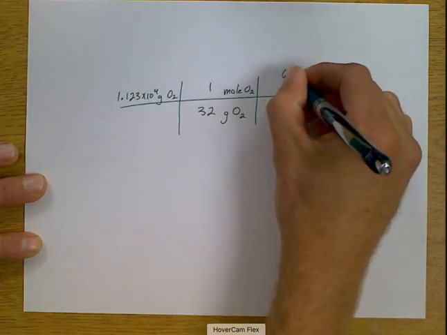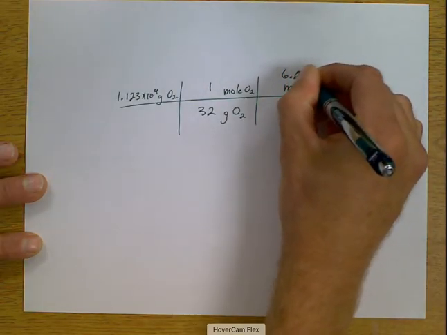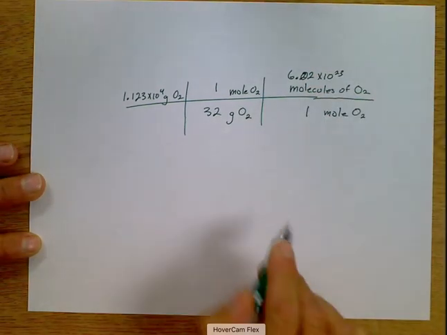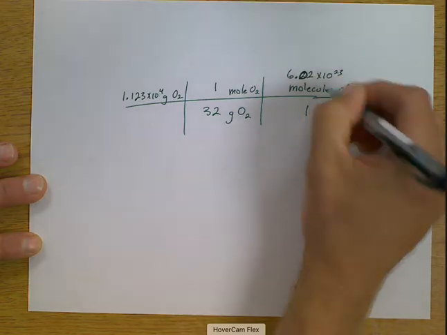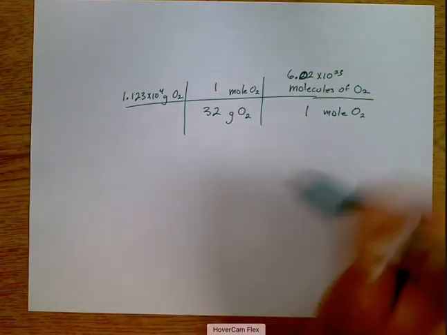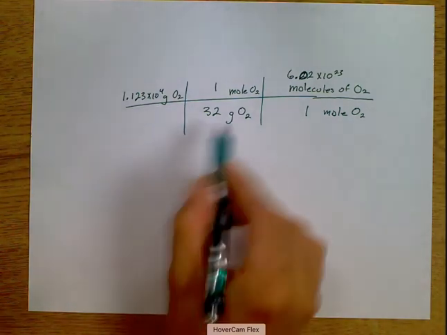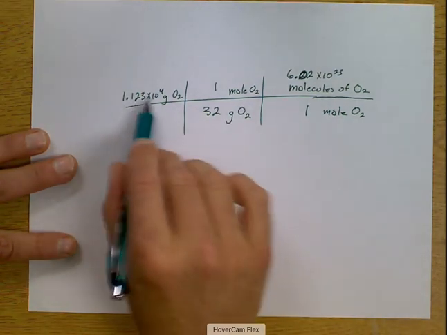So 6.02 times 10 to the 23rd molecules of O2 is 1 mole. So whenever you're looking at those conversion units, they can be on the top or the bottom. They can switch places. Where they are is determined by this right here.